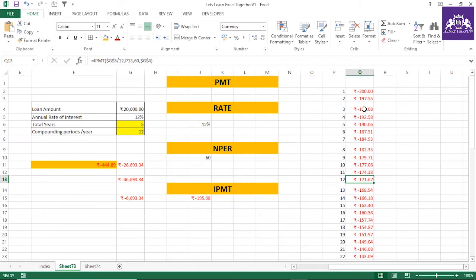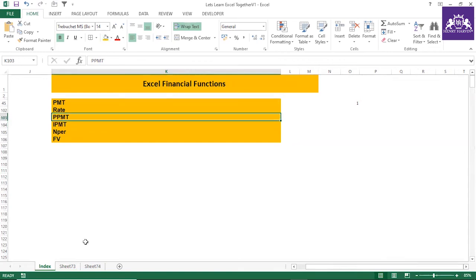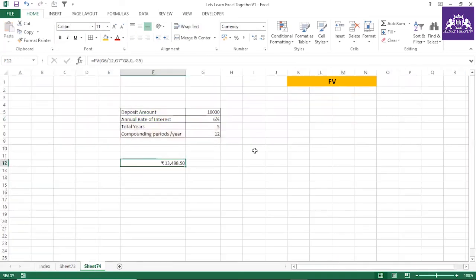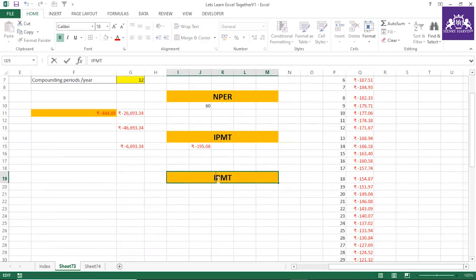So let me jump to the next function, the last function of the day, PPMT. PPMT is an amazing function. Let me just copy this, or maybe let me go to this sheet 70 and copy this and put PPMT. So how does the PPMT function work?